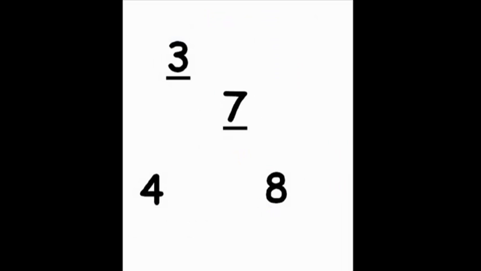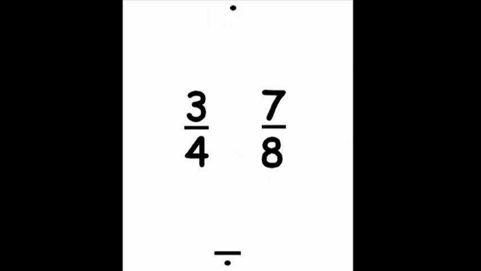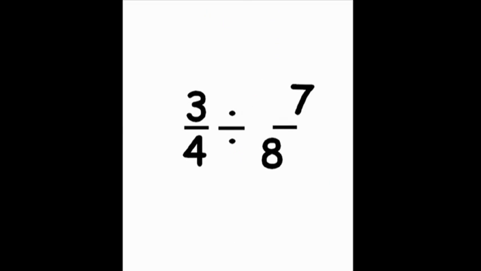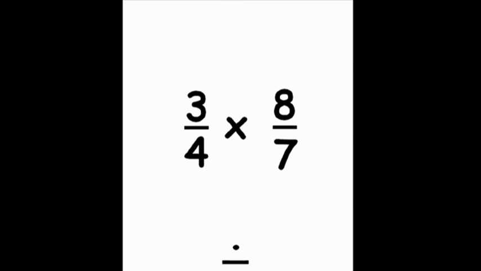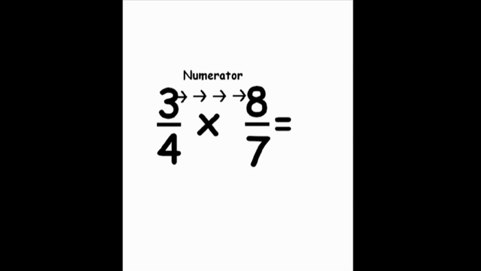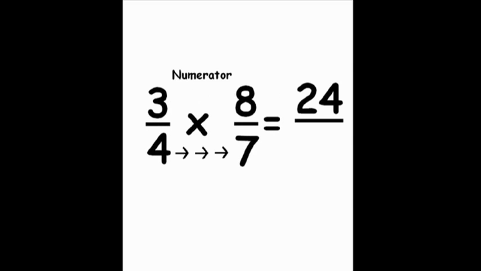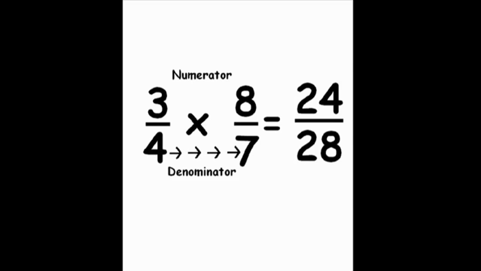Now you take your fractions and line them up side by side. Then you flip your second fraction, the one you want to divide by. Then the numerator times the numerator you multiply. Then the denominator times the denominator you multiply.